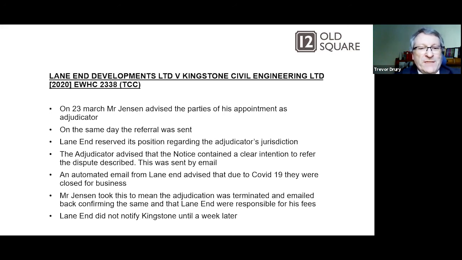But an automated email from Lane End advised that due to the COVID-19 pandemic, they were closed for business. So Mr. Jensen took that to mean that the adjudication was terminated, and he emailed back confirming the same, and that Lane End were responsible for his fees. Lane End did not notify Kingston until a week later. So he hadn't simultaneously sent his email to Kingston. Then he found out a week later.